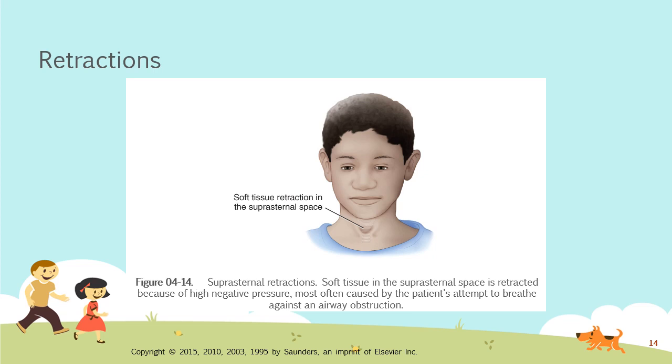This is a picture of suprasternal retractions. Soft tissue in the suprasternal space is retracted because of high negative pressure, most often caused by a patient's attempt to breathe against an airway obstruction.